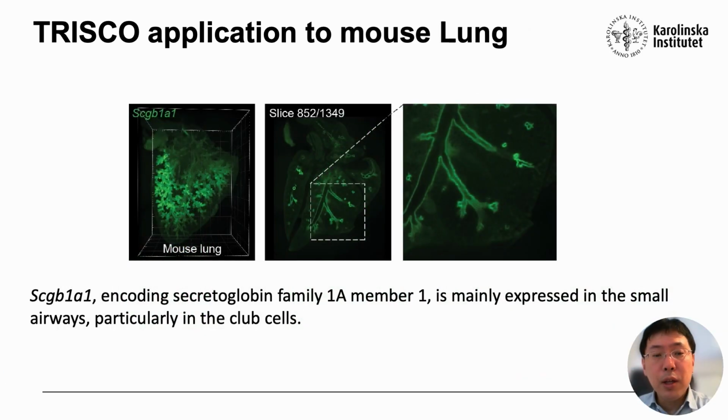Here is an application example in the mouse lung. SCGB1A1, which encodes secretoglobin, is mainly expressed in the small airway.